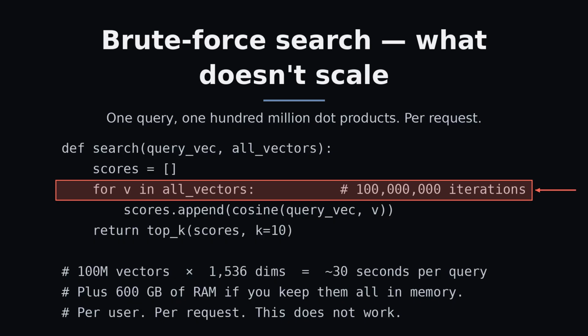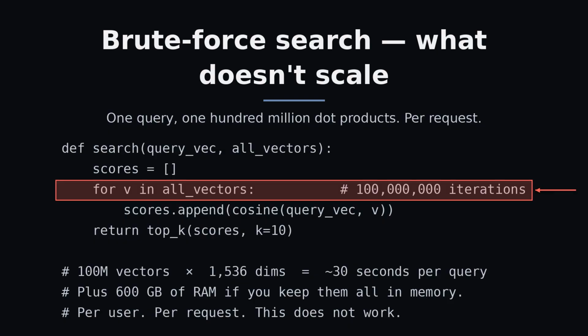Here's the naive version. For every vector in your corpus, compute the cosine similarity to the query, then take the top 10. It's correct, it's also unusable. On a single CPU, comparing a query against 100 million 1,500-dimensional vectors takes about 30 seconds for one user per request, and you'd need 600 gigabytes of RAM to hold the corpus in memory. Run that math for 100 concurrent users, and the answer is a server farm to do something a phone should be able to do. So clearly, scanning every vector is not the move.